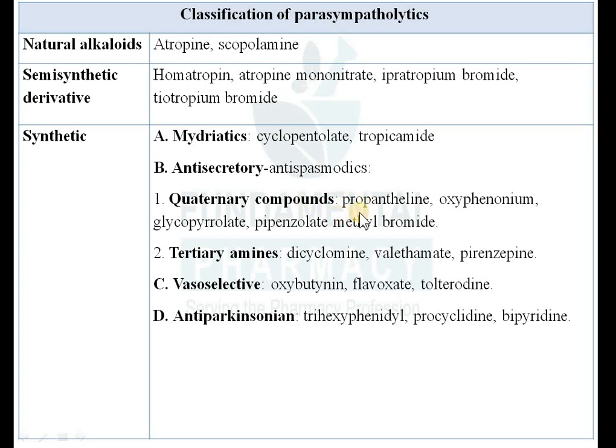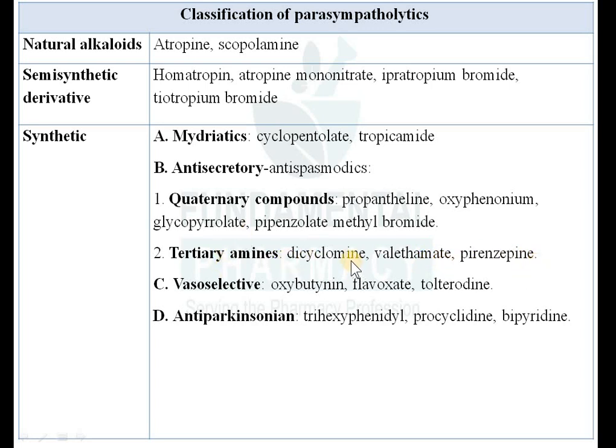Okay, so they are used to prevent the secretion of gastric acid. जो अल्सर्स होते हैं, गैस्ट्रिक अल्सर्स, उसमें यूज करते हैं प्रोपेंथैलिन, ऑक्सोफोनियम. Okay, then glycopyrrolate is mostly used in the pre-anesthetic medication. Then tertiary amines, for example, dicyclomine, then velethamate and pirenzepine.